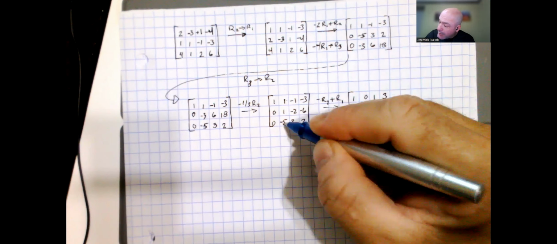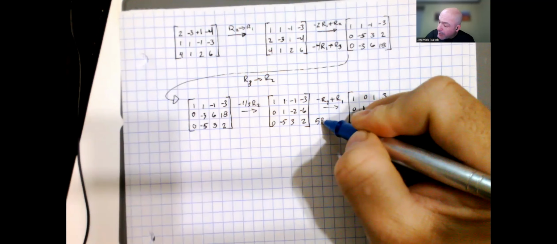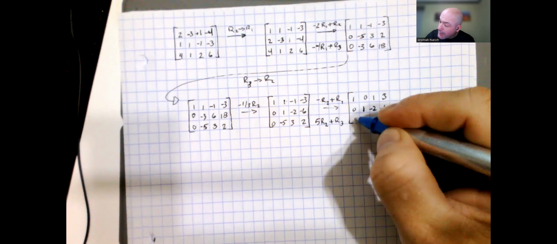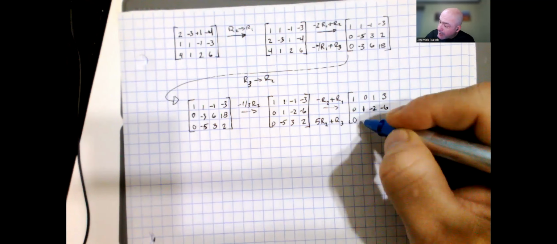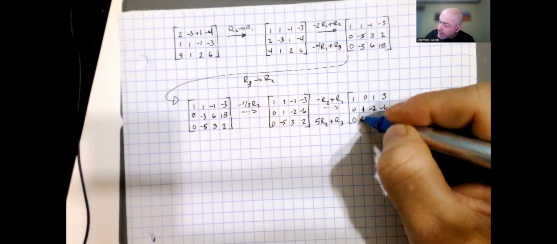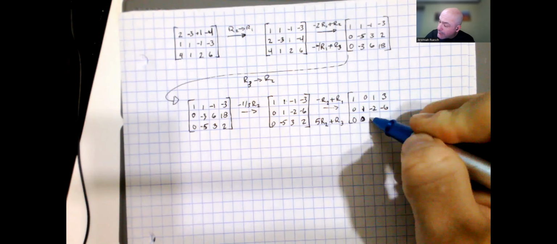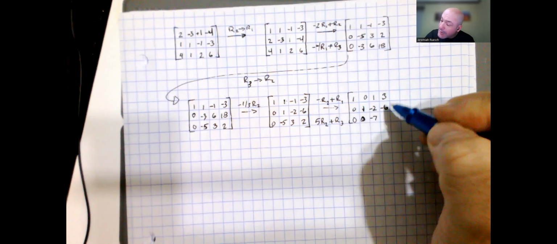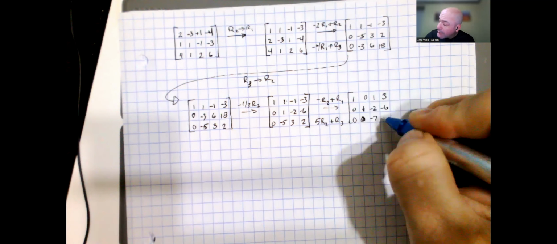Okay. And then down here, I want to get rid of this negative 5. So I'm just going to multiply row 2 by positive 5 and then add that to row 3. All right. So this is going to change. 5 times 1 is 5. Adding it to that makes it 0. Negative 10 plus 3 is a negative 7. And let's see, 5 times negative 6 is negative 30. Negative 30 plus 2 is a negative 28.